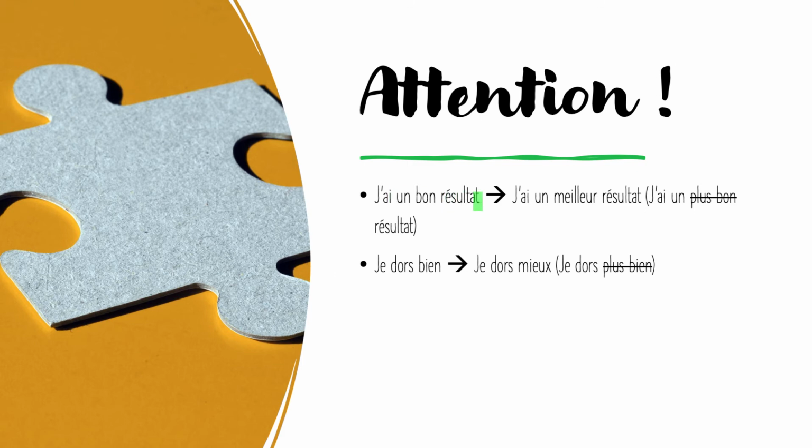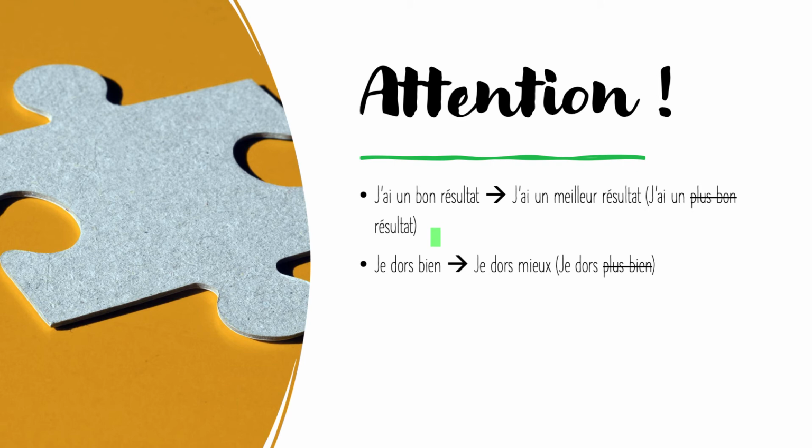J'ai un bon résultat. J'ai un meilleur résultat. Remember, you can't say "I am more good than you" in English. So it's the same thing in French. I can't say "j'ai un plus bon résultat." That is not grammatically correct.